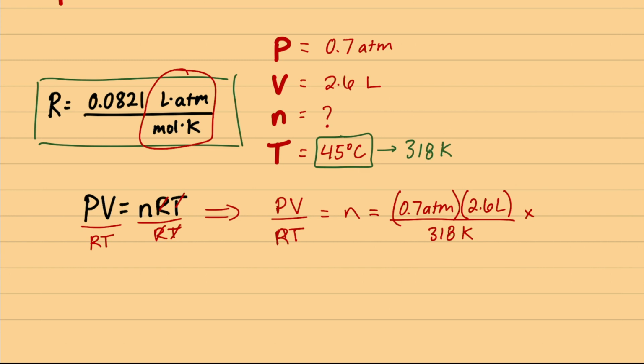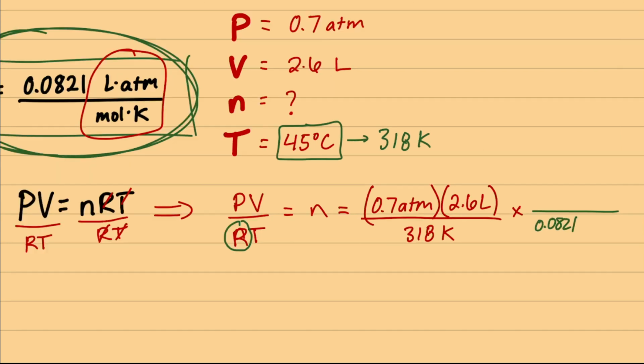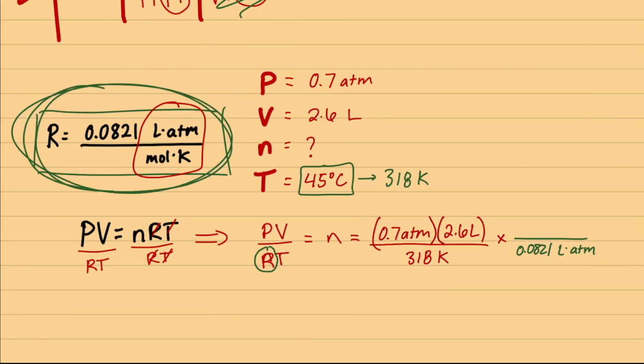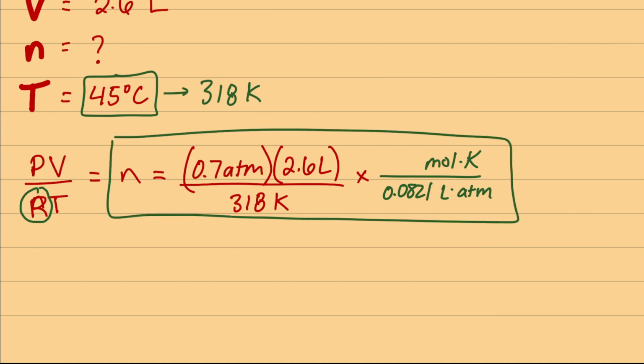Now this time R is on the bottom, which means that I'm going to take my value for R, which is the same every time, and I'm going to flip it. So I'm going to put 0.0821 liters times atmospheres on the bottom instead of on the top like it is here. And then I'm going to put moles times Kelvin on top. And there we go. This is our setup. n equals 0.7 atmospheres times 2.6 liters divided by 318 Kelvin times 1 over 0.0821.